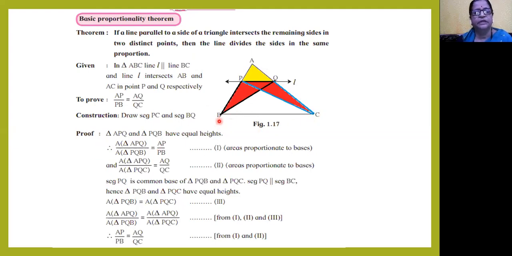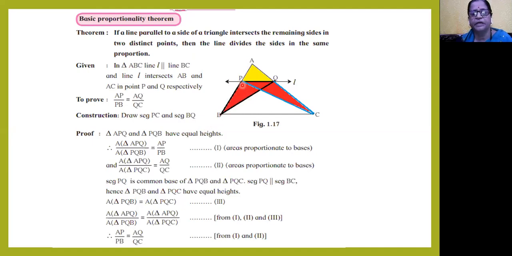Construction. We draw the segments BQ and PC. We have drawn this. To prove this, consider triangle APQ and triangle BQP.